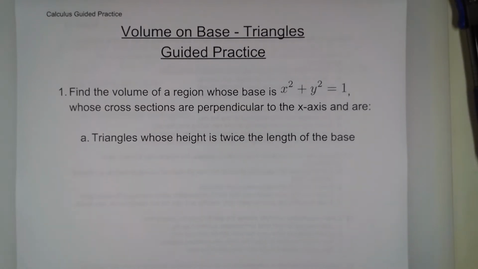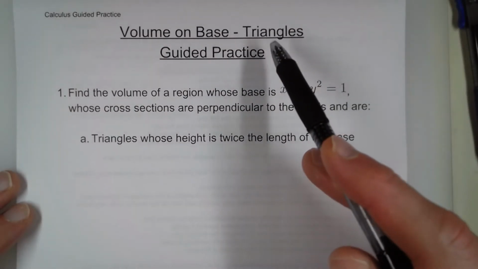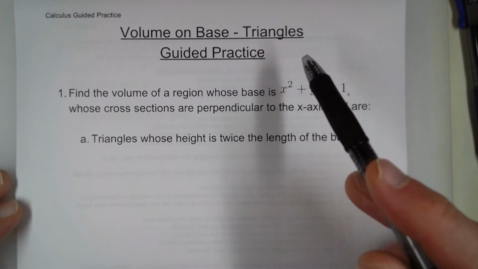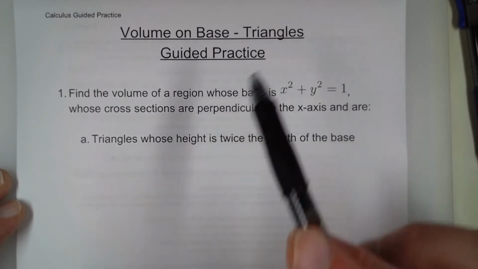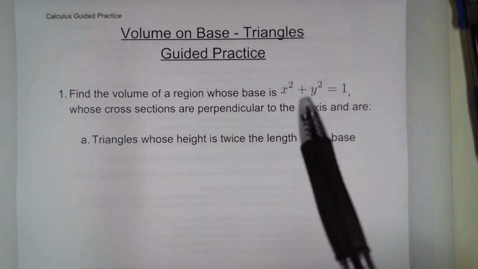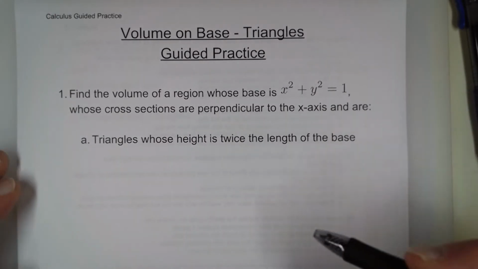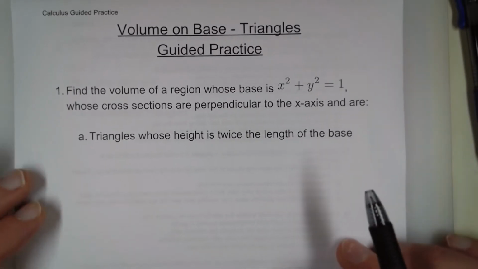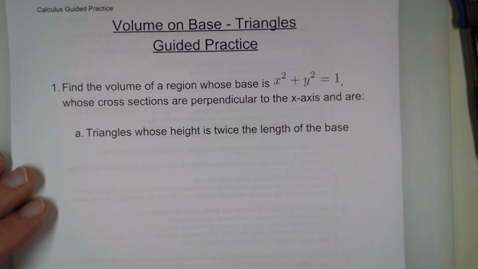So let's get started. Today we're talking about finding the volume on a base where the cross sections are triangles. If you haven't watched the video where I find volume on a base with squares and rectangles, go pause this video and go watch that. I'm linking it up in the upper left hand corner and down in the description below, because some of what we do here is going to be dependent on you having watched that. So make sure you watch that and then come back and watch this one.